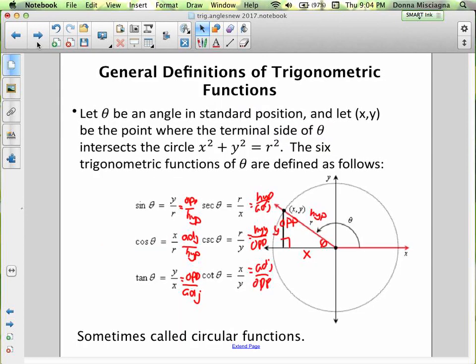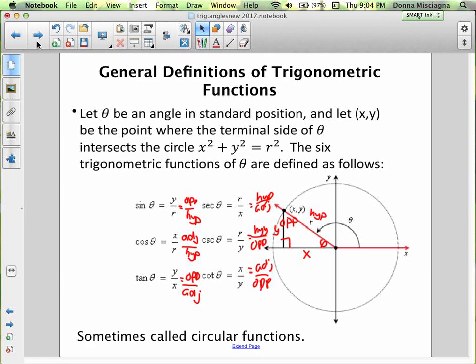All right, so general definition of trigonometric functions. Let theta be an angle in standard position. Let (x, y) be a point where the terminal side of theta intersects the circle x squared plus y squared equals r squared. The six trigonometric functions are defined as below. So you have this in your notes.